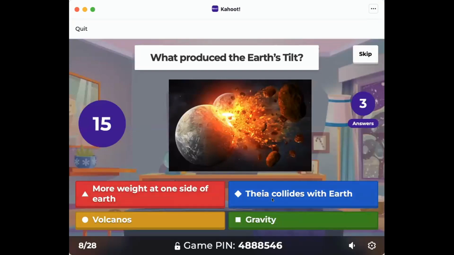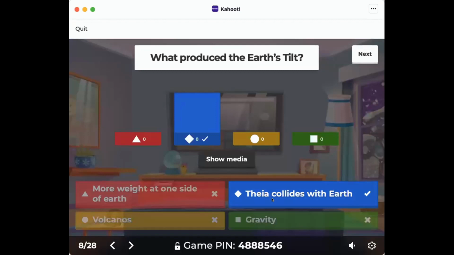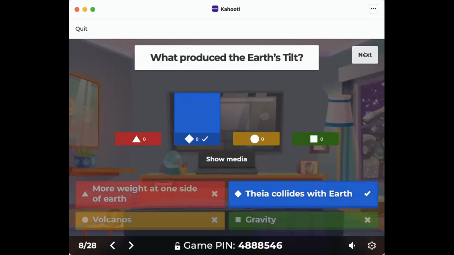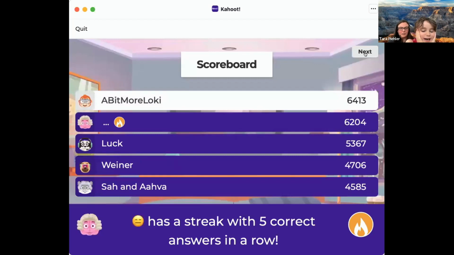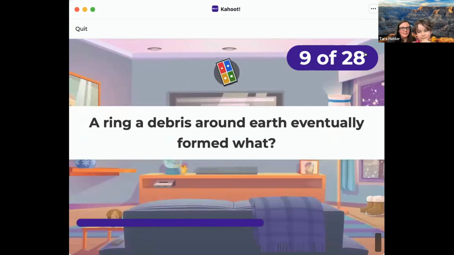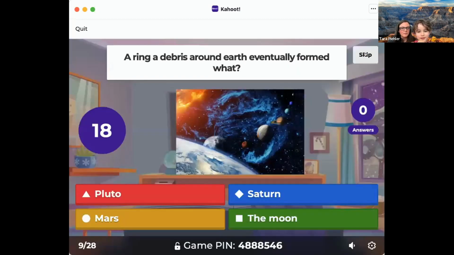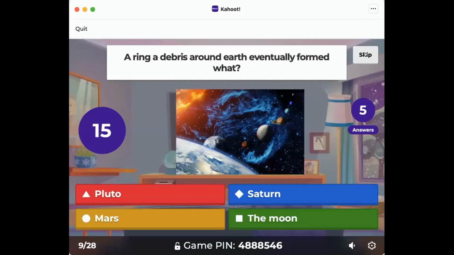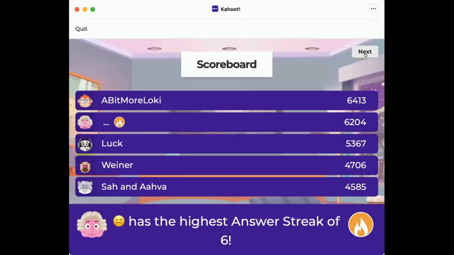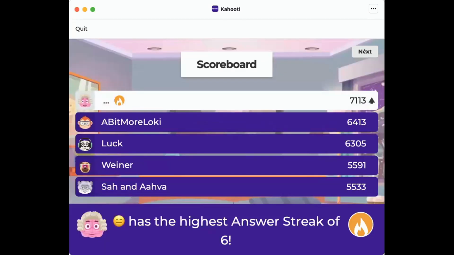Gravity? Volcanoes. So the moon's original name was Thea. It was just a little bit heavier on one side. Yeah, the Mars-like asteroid that hit. Oh my god. Here we go. I don't know. It formed Saturn. The moon? The Earth formed moon? Saturn. Oh wait, I'm pretty sure I got this wrong. Earth used to have rings. Too bad I wasn't alive then.